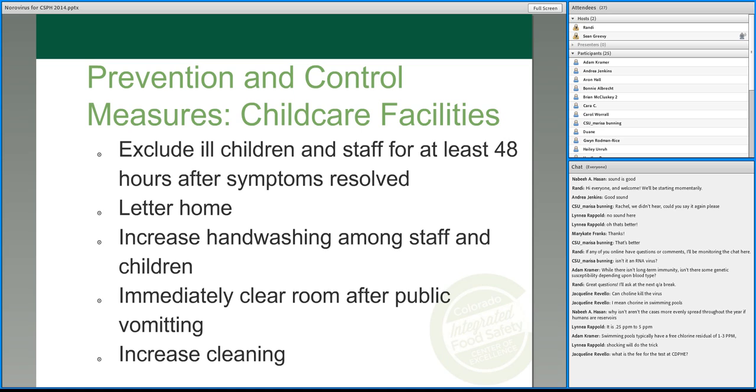And then again, increasing hand washing among staff and children. We know children have very, very different ideas of personal contact boundaries, and oftentimes lower quality hand washing. But as much as we can do to wash hands is important. And so this is another situation where public displays of vomiting come up because sick children don't always make it to the bathroom to become ill. And so if there is a public display of vomiting, it's important to clear the other kids out of the room to get them away from any aerosolized norovirus, and also to make sure surfaces are clean before kids come in and touch them. And again, increased cleaning.